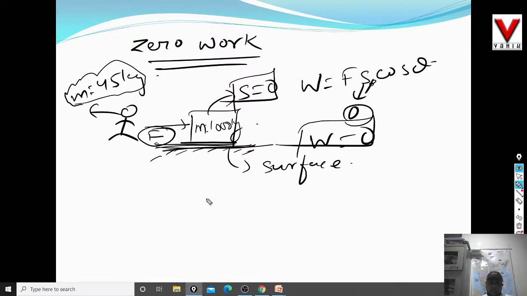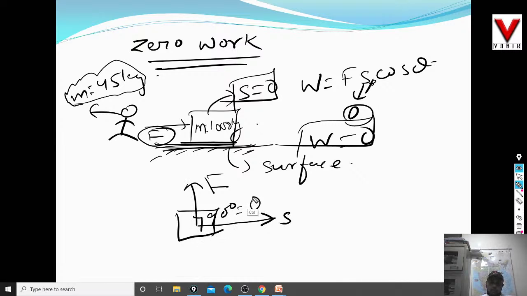So this is a kind of zero work, and there is also another kind of zero work. Say this is a body. I am applying force in upward direction. Now displacement of the body is occurring in horizontal direction. Force is applied in upward or vertical direction. Displacement is in horizontal direction. What is the angle between them? 90 degree. So this is my theta. So theta is equal to 90 degree. So what will be my work done?